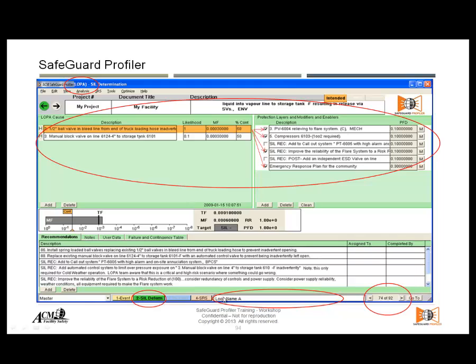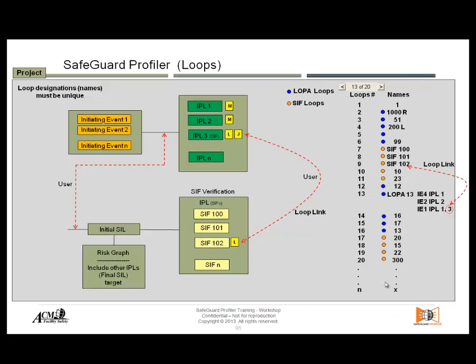Again, the name is important to notice, and we can see here that this is loop number 74 out of 92, and that is inside SafeGuard Profiler. These 92 modules in total include safety implemented function loops and LOPA loops, or layer of protection analysis loops. So again, when we talk about the loops in SafeGuard Profiler, this is also to describe this amount of 13 out of 20 loops, a sample description of what that means.